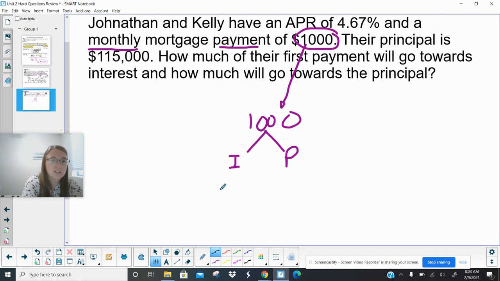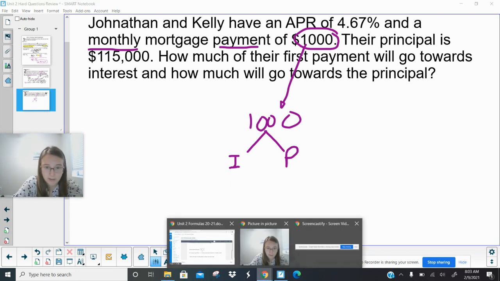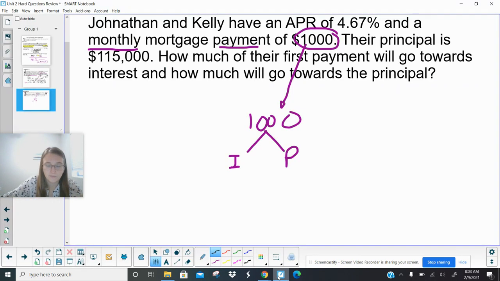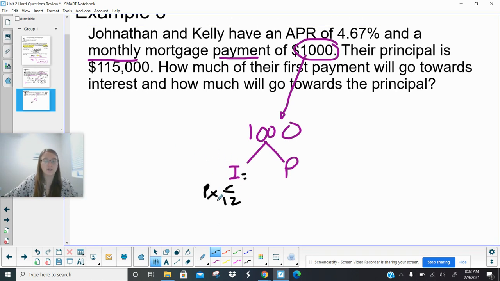Okay, first month's interest, if you looked at your formula sheet, let me see if I can pull it back up again. It is right here in the very bottom. First month's interest, I equals P times R divided by 12. So I equals P times R divided by 12. So I'm going to do that real quick. Go ahead and try it yourself, actually. We know what our principal should be, it tells us. We know the interest rate, get it as decimal, and then check and see what we get for interest.